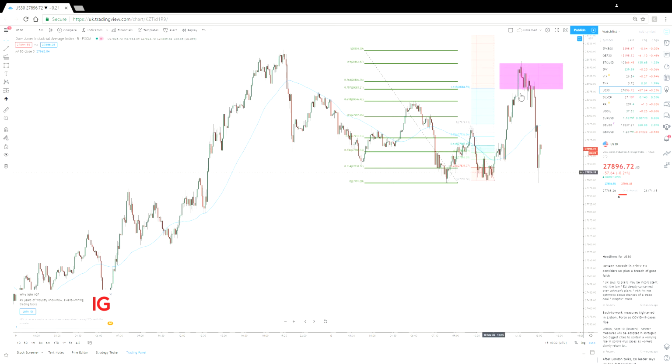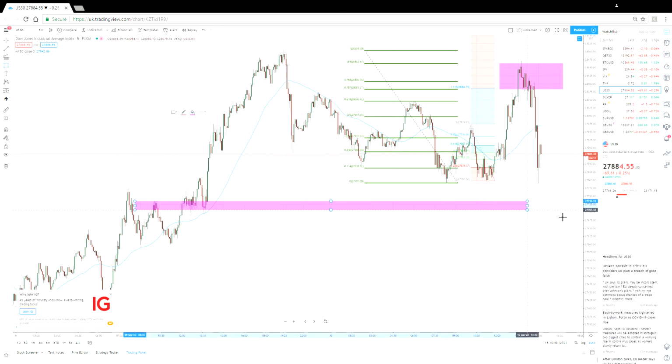At this point, we don't know if it's going to come all the way down here to these regions, which are 27,700. It could definitely, so we can mark that as an area. We could put that down. And now we have two levels as well. We can also put a Fibonacci in there.